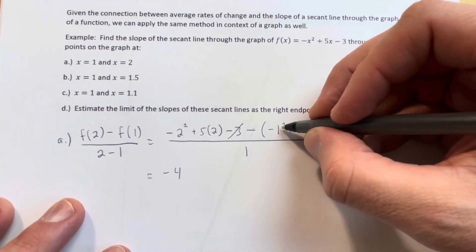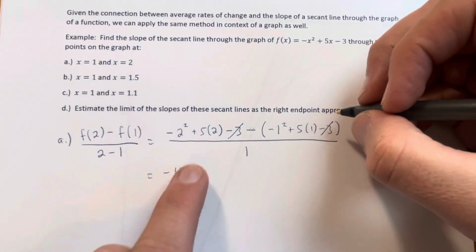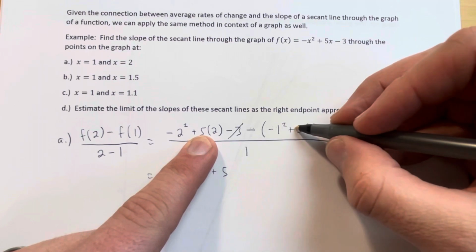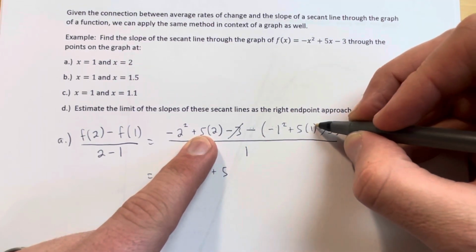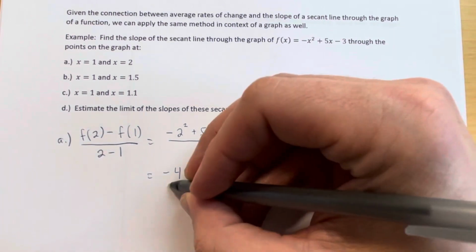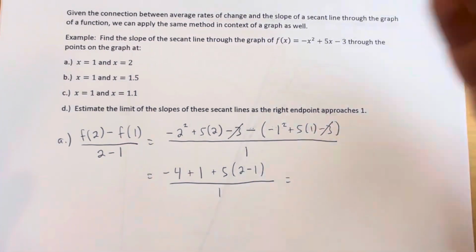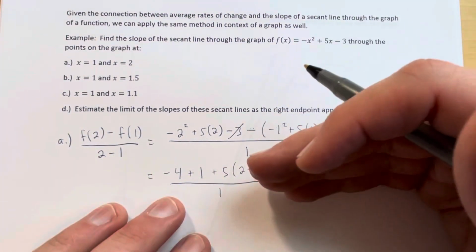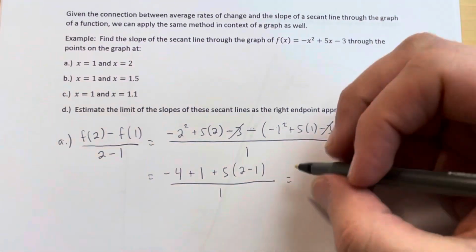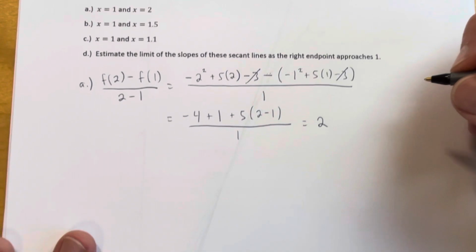I also have this negative 1 squared, but then that minus will make that positive, so that's a plus 1. And then I have 5 times 2, but also negative 5 times 1. Remember, we can factor that 5 out and do 2 minus 1. So I'm using a lot of the same tricks. You can plug this into a calculator at this point if you want to. This one's actually really easy to work out by hand, though. We get 2 in this case. So the slope of that first secant line is going to be 2. Okay?